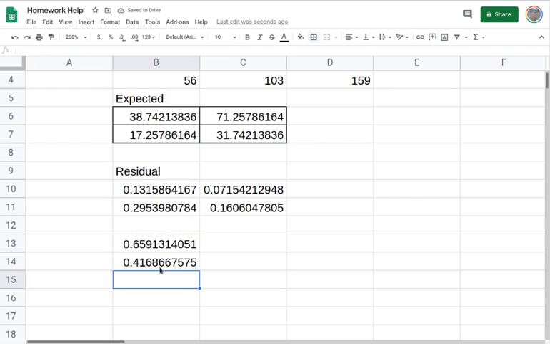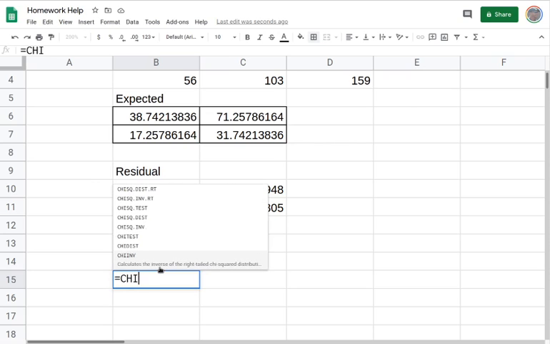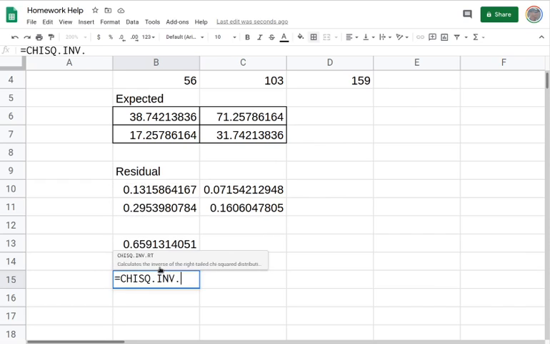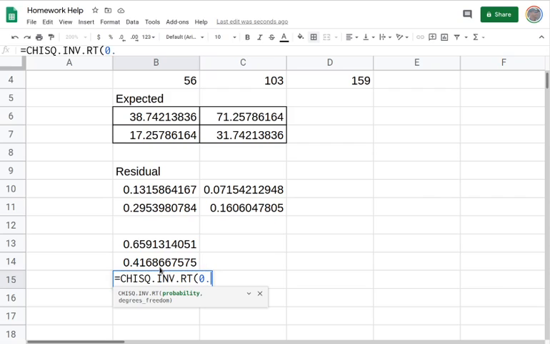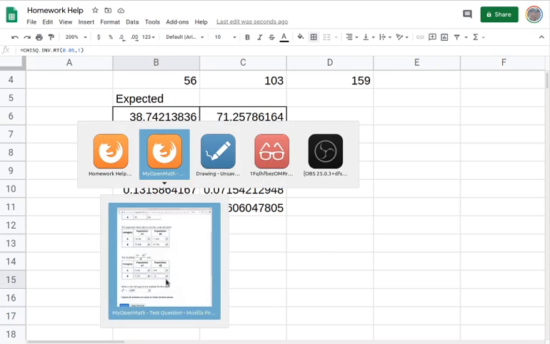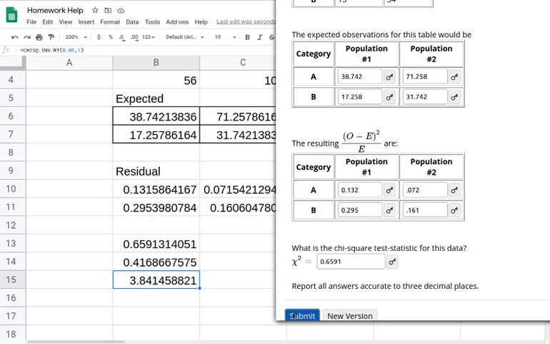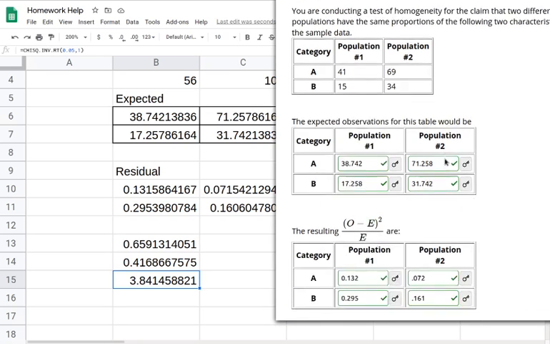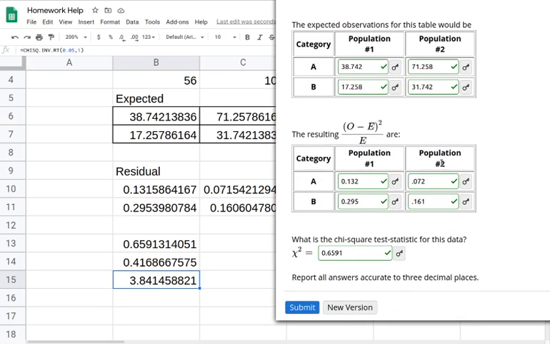And instead, if it was asking me for the critical value, let's say I'm dealing with a 0.05 significance level, I would use the chi-square.inv.rt, and I would plug in my significance level first, and then my degrees of freedom. If it's a 2 by 2 table, my degrees of freedom is a 1. And there's my critical value. And see the green and breathe a sigh of relief.